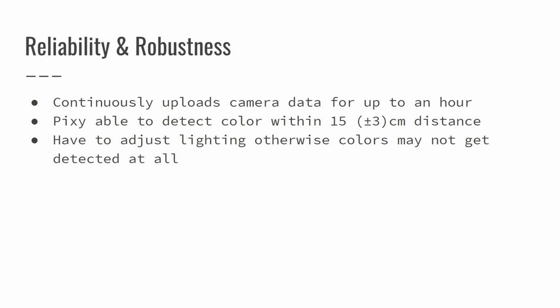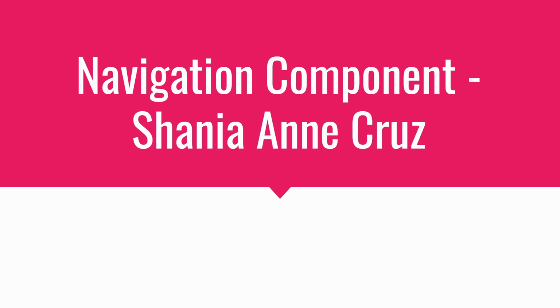The Pixy was able to continuously upload camera data for up to an hour. The most accurate distance that it could detect color was around 15 centimeters with a plus or minus 3 error. One of the main issues that the Pixy had was that the lighting has to be constant to detect the same colors. If it's not, then you would either have to set them in PixyMon again, or the colors won't be detected at all. I will now go over the navigation component.